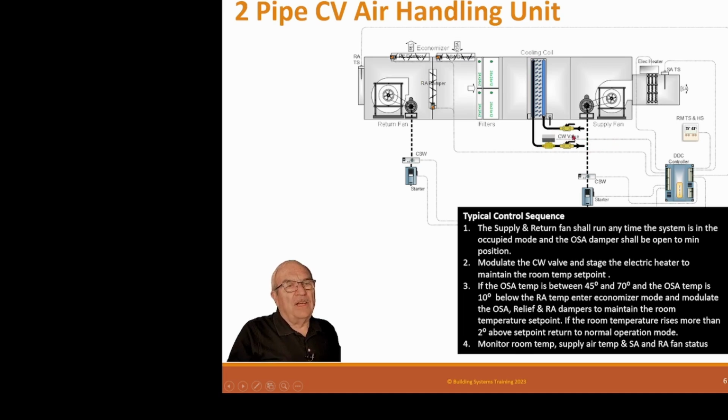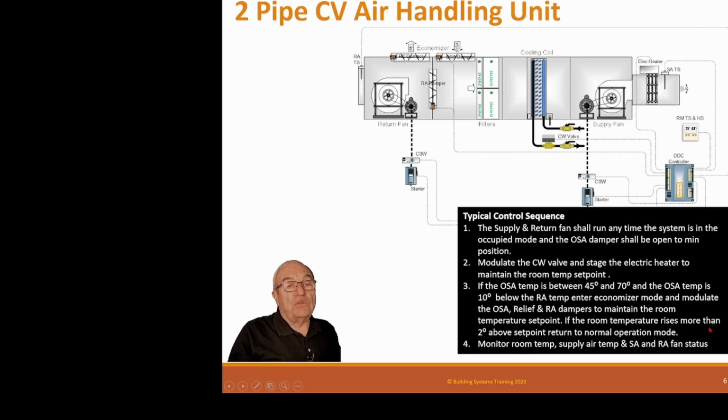Okay, so we have the valve. It modulates the chill water valve to maintain the room temperature set point for cooling. If the outside air temperature is between 45 and 70 and the outside air temperature is 10 degrees below the return air temperature, enter economizer mode and modulate the outside air, relief and return air dampers to maintain the room temperature set point.